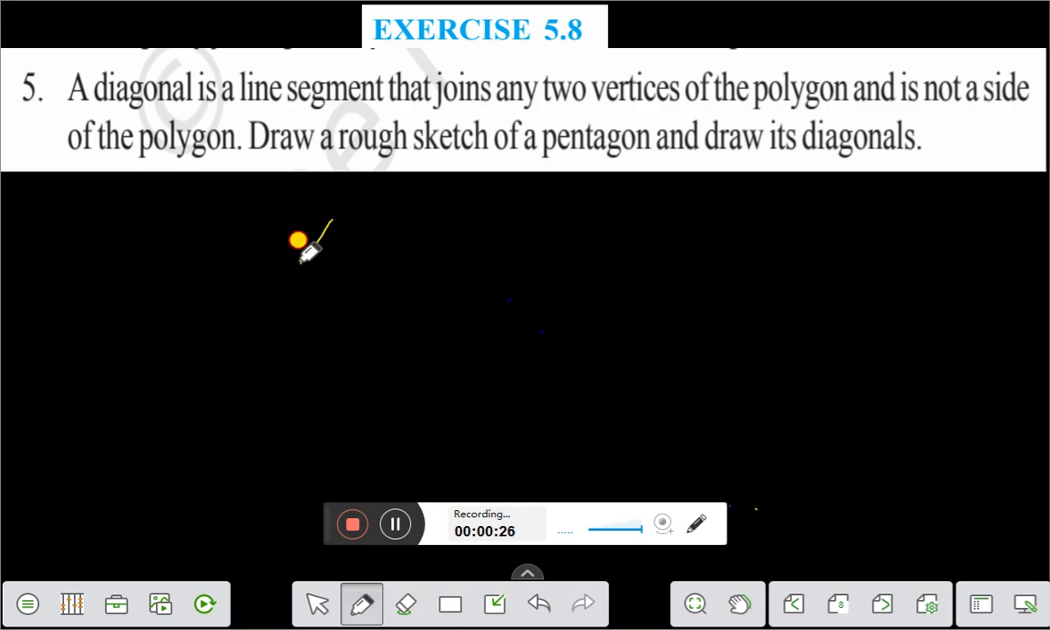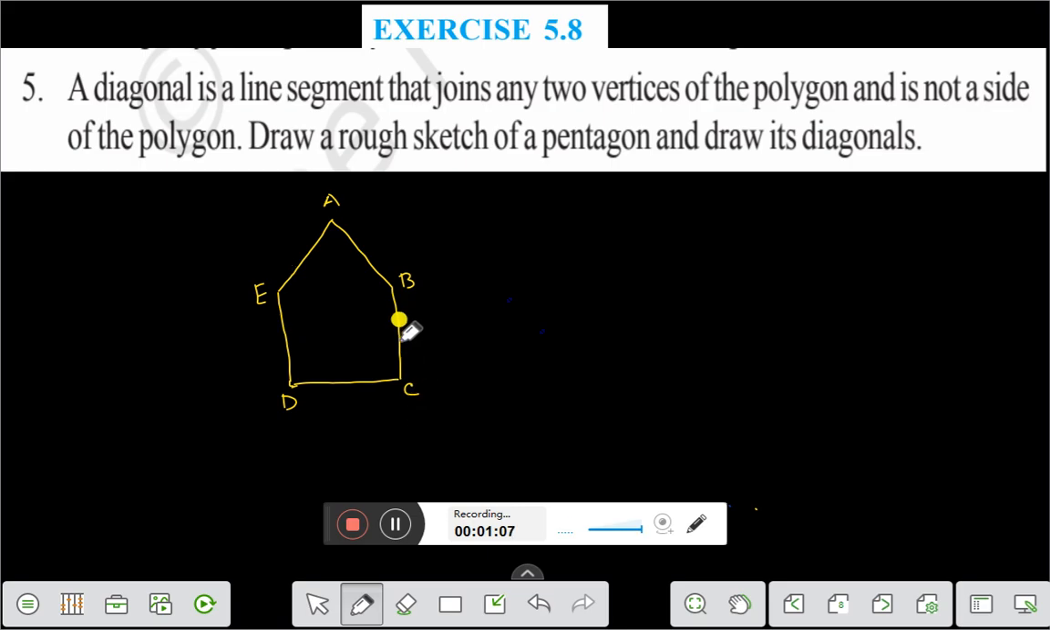1, 2, 3, 4 and 5, right? Now if we name them, that is A, this is B, this is C, D and E, right? These are the 5 names of the pentagon.